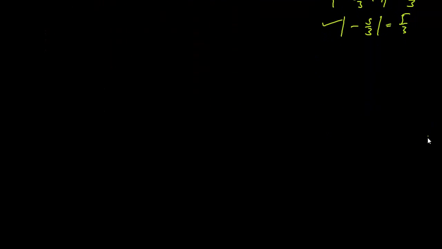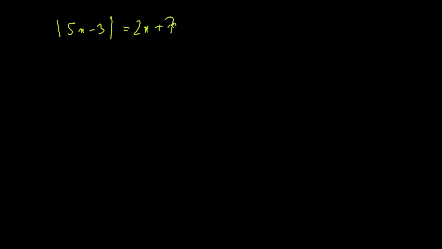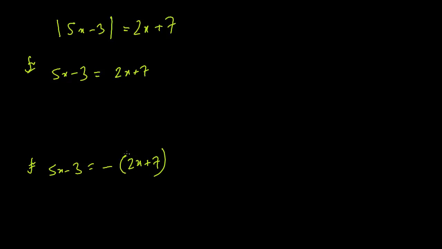Now suppose you have an equation like absolute value of 5x minus 3 equals twice x plus 7. So now we don't have a constant, but this variable represents the absolute value. So we can have 5x minus 3 equals twice x plus 7, or we can have 5x minus 3 equals minus twice x plus 7. You need to remember that the whole thing is minus. You cannot write 5x minus 3 equals minus twice x plus 7, because then the meaning would be changed. What we are writing over here, this whole thing is positive and the whole thing is negative.